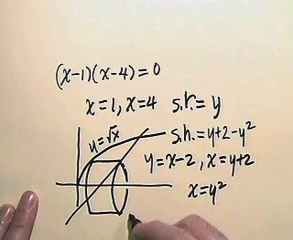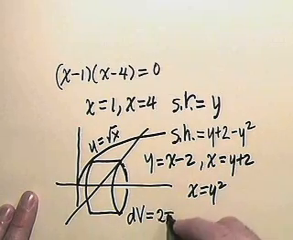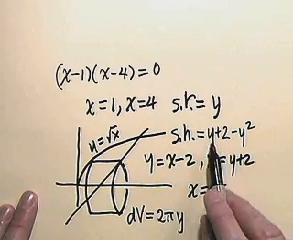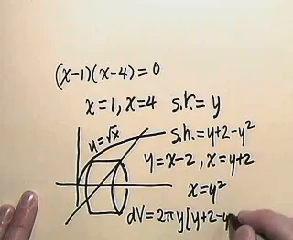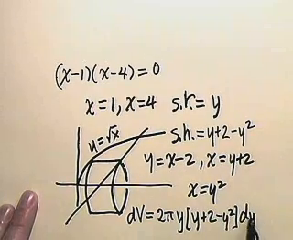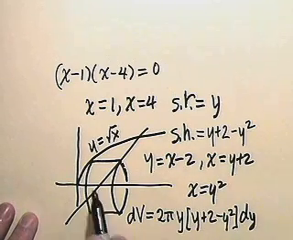And so finally then, in this case, our dV is 2 pi y times the shell height, y plus 2 minus y squared dy. Remember, the dx or dy is determined by the shell radius. In this case, our shell radius depends on y, so we have a dy. Now, we're integrating against y.